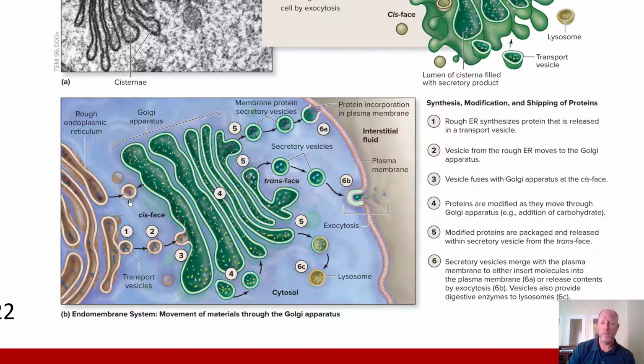Then the vesicle here fuses with the Golgi apparatus at the cis face, and the proteins are modified as they move through it, like the addition of carbs. Modified proteins are packaged here, with the plasma protein, to either insert molecules into the plasma membrane or to release contents via exocytosis, or vesicles also provide digestive enzymes to the lysosomes.